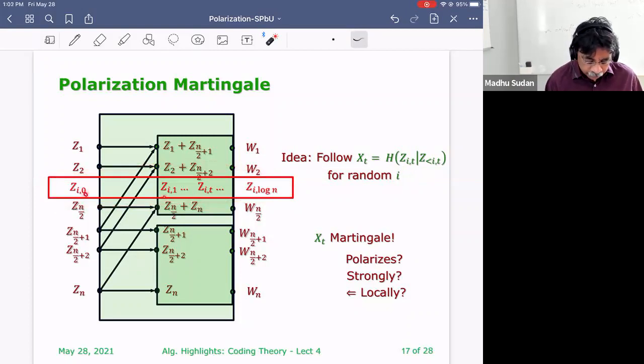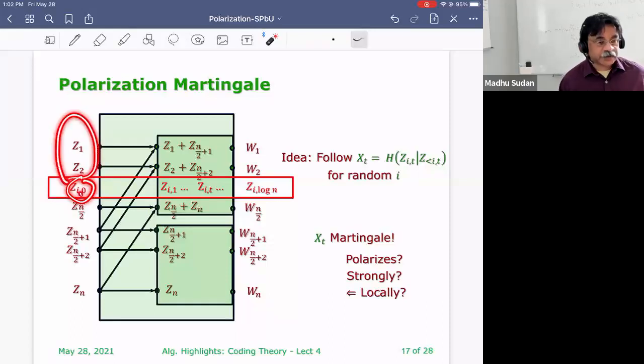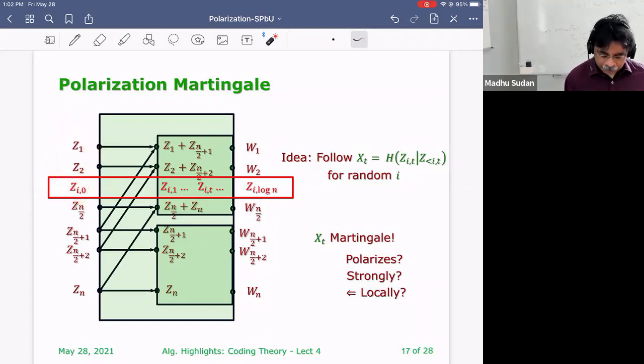Once you have this random row, we are going to claim that as I go along, the entropy of this bit conditioned on the things above, well, this I can write down. The entropy of this conditioned on all the things above is exactly the entropy of P. This bit was independent of all the others, and it's Bernoulli with parameter P. So with probability 1, x0 is the entropy of P.